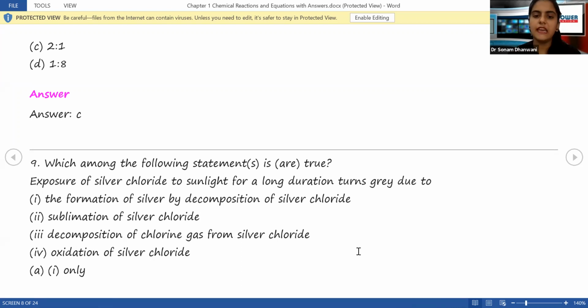Okay, AgCl, when it decomposes, Ag will be formed because of which the solution or the thing turns gray. Okay, there is going to be nothing related to chlorine gas and all, so please do not get confused. So the answer is 1 only. The first point is the correct answer.